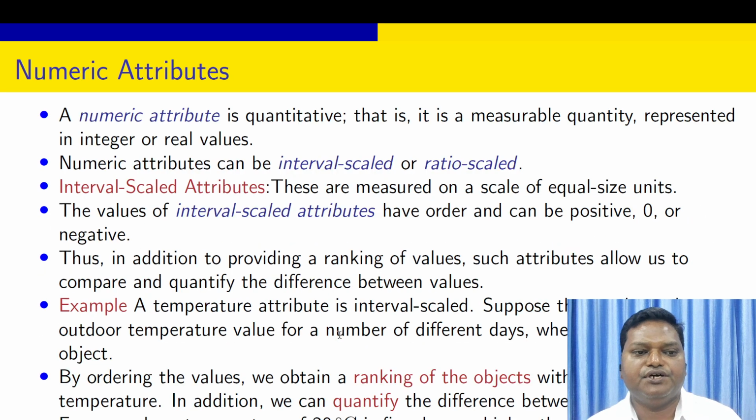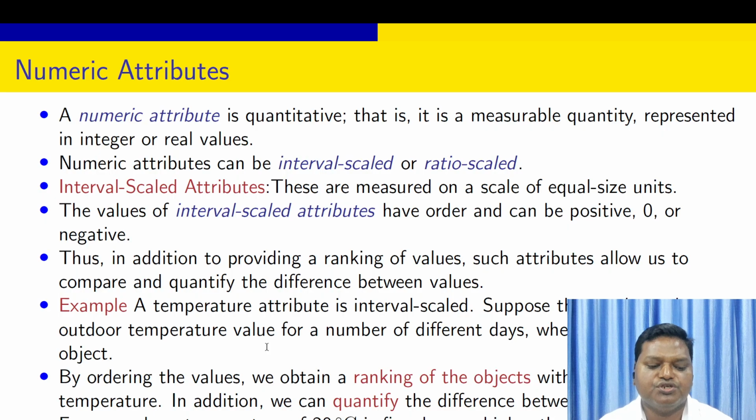Then we have the fourth category, numeric attributes, which are measurable, they are numbers. For example, what is the temperature today? That is a numeric attribute. What is your height? That is a numeric attribute. How many marks you got in a particular subject? That is a numeric attribute. Then what is your weight? That is a numeric attribute. So it can be any numerical value.